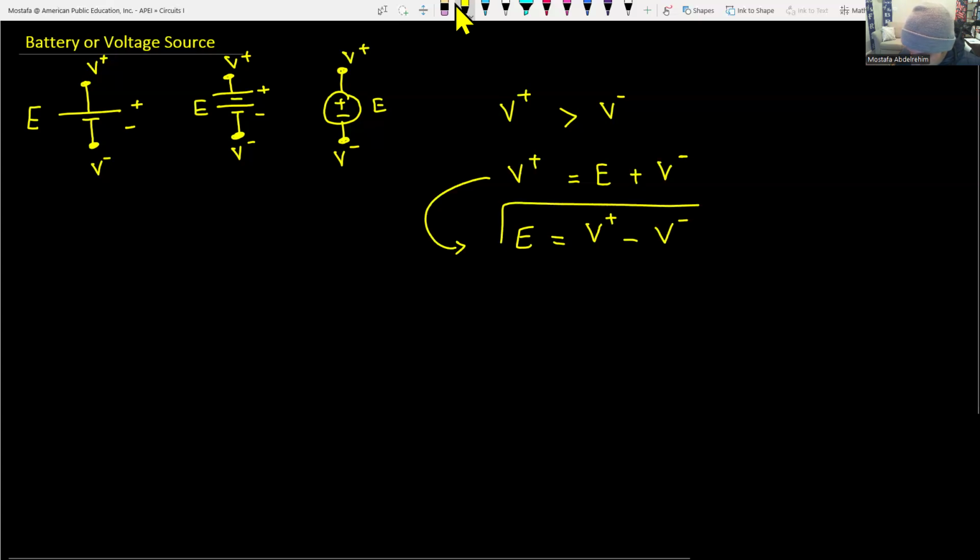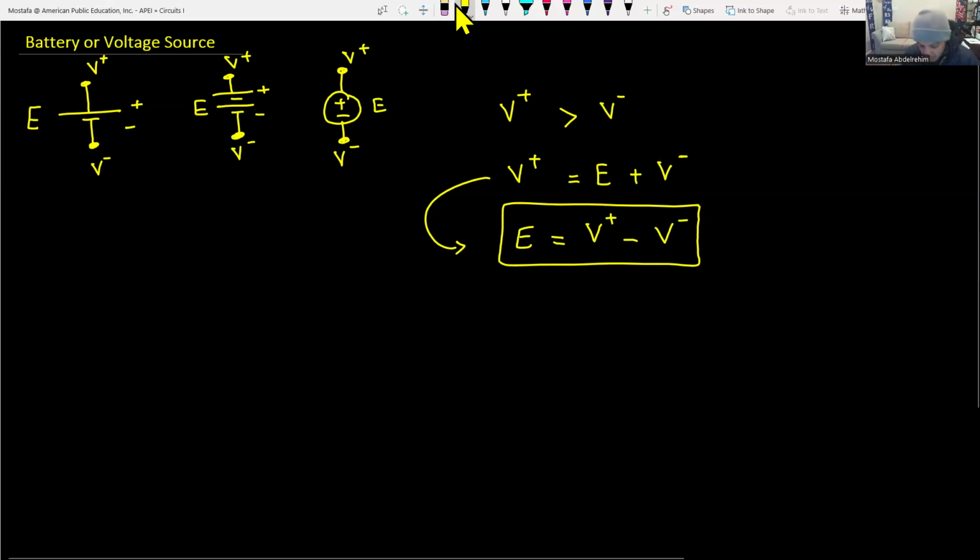That's what I usually use during my circuit analysis. And that's what you should do, or actually must, because you will not be able to solve your circuits unless you know this definition. So whenever you have a battery with a voltage, whatever it's called, E, you know for sure that the positive terminal is higher than the negative terminal by E, or E equals V positive minus V negative.